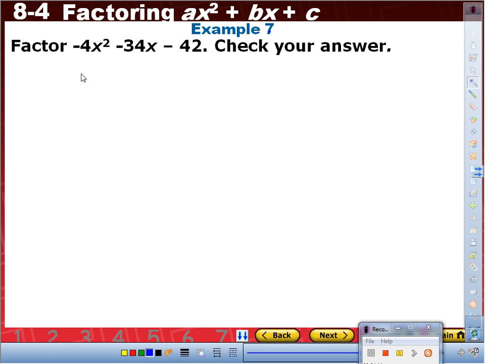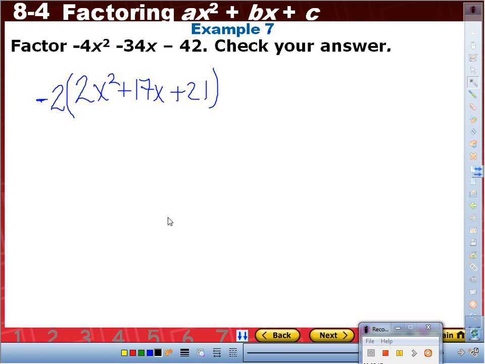Okay, I kind of heard your brain thinking out loud, and it was 2, right? However, what did we say about the leading coefficient? If the leading coefficient was a negative, factor out a negative. So this is negative 2. So let's see. Negative 4 divided by negative 2 is positive 2x squared. Negative 34x divided by negative 2, that's positive 17x. Negative 42 divided by negative 2, that's positive 21.